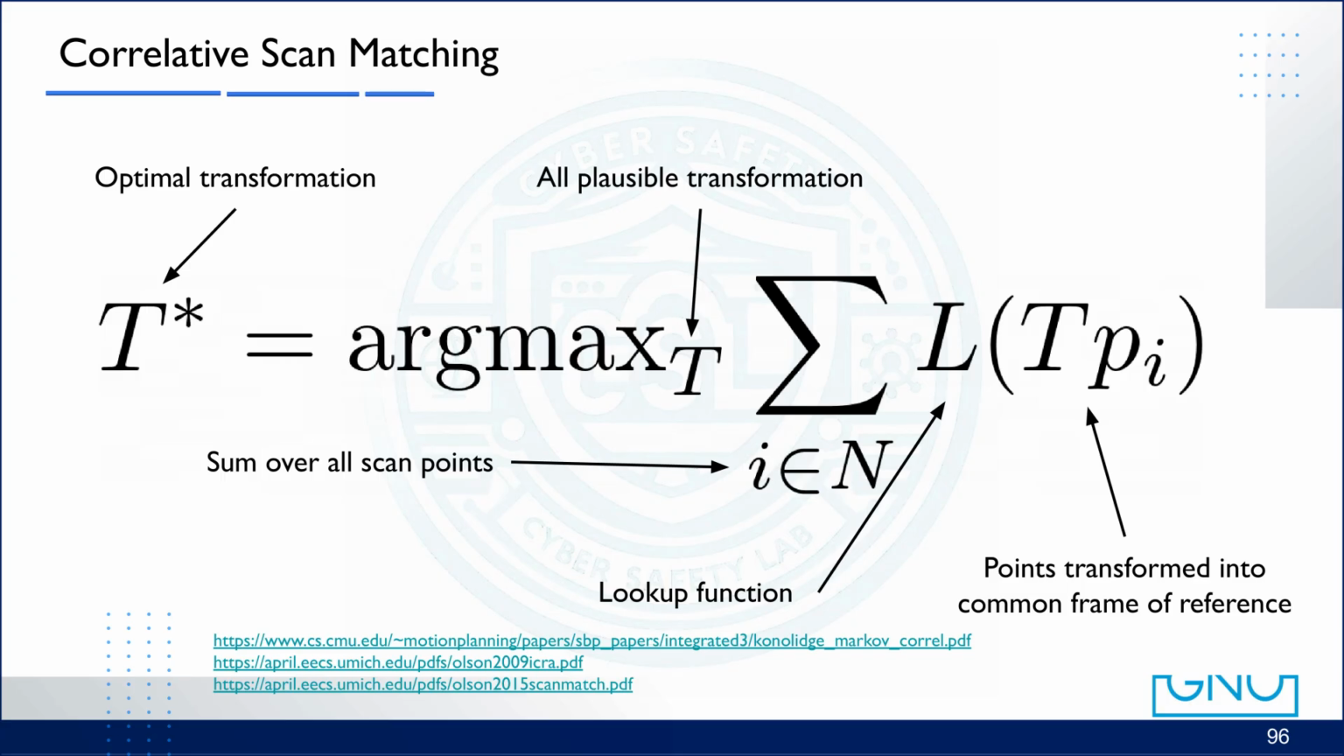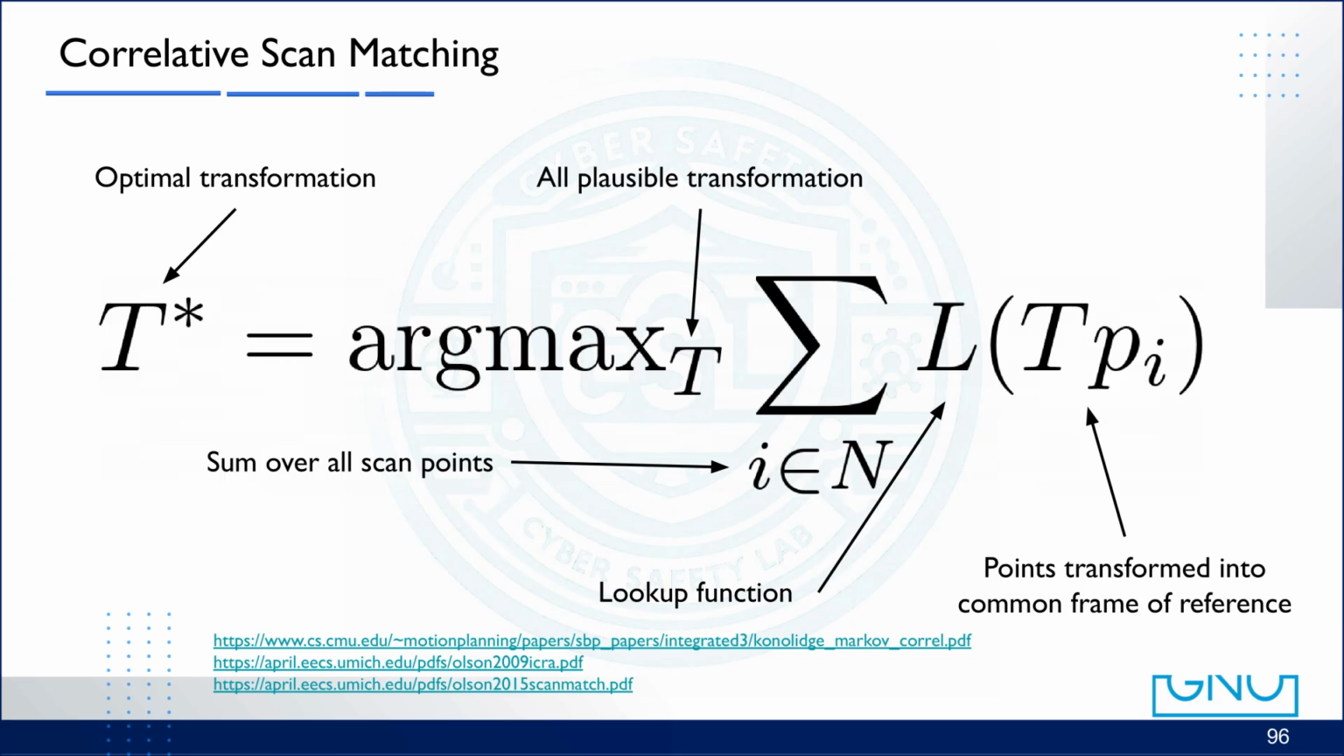For each candidate transformation T, we apply it to every scan point p_i and look up a score based on the likelihood of that transformed point matching the reference map. This is represented by the function L of T times p_i. Then, we sum up the scores for all scan points and select the transformation T that gives the highest total score. This is what the equation shows. T star equals argmax over T of the sum of L applied to each transformed point.